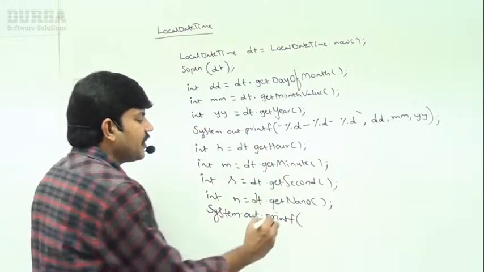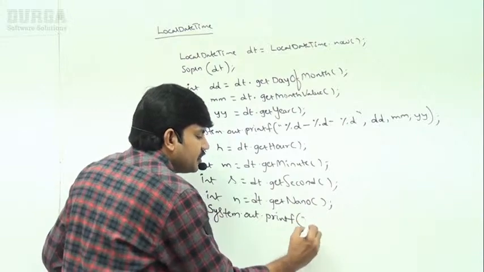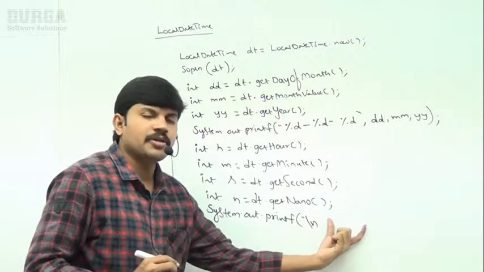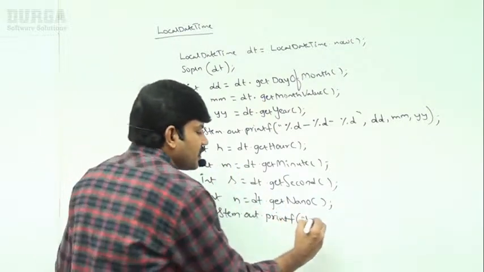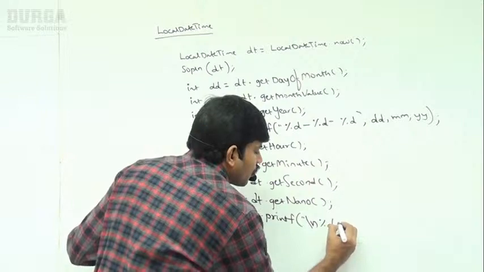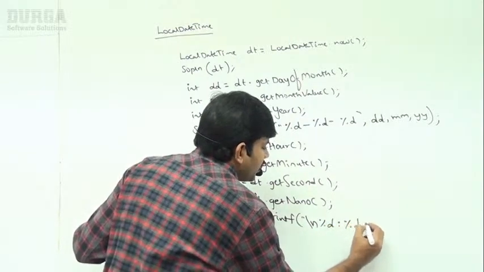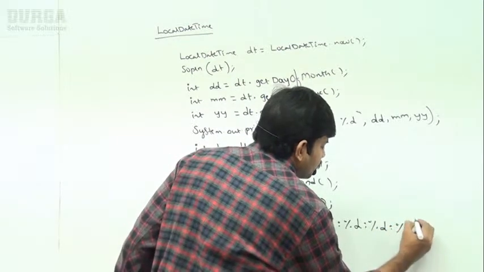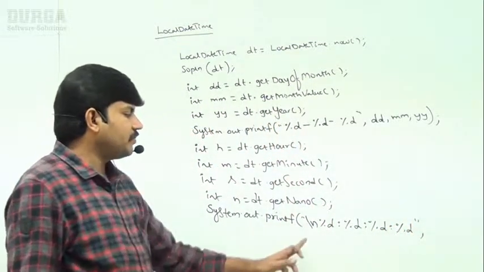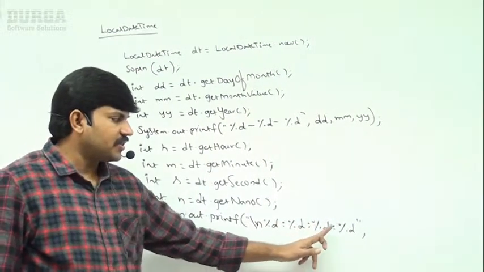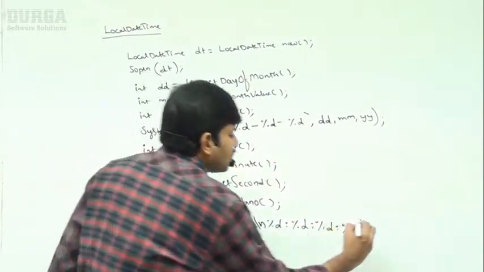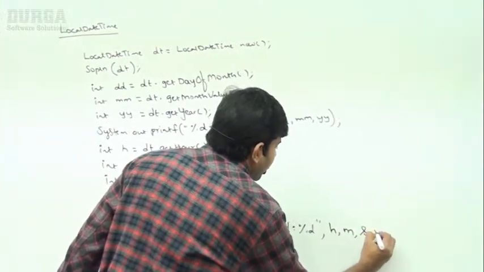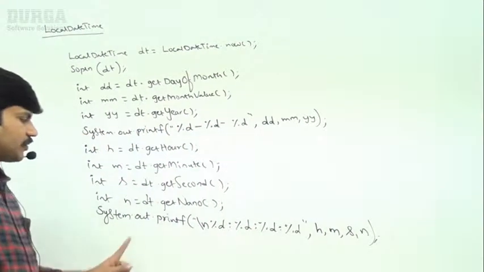Sir, System.out.printf. Already printed, right? So I'm taking backslash n, so that the remaining part is going to print in the next line. Sir, %d:%d:%d:%d, comma. Have you observed? %d, %d, %d, %d. The first %d talks about hour, the second %d minute, next the second, next the nanosecond. Up to this is it clear, right?